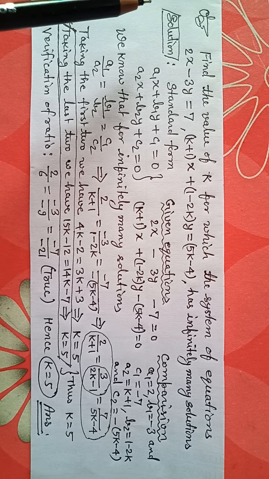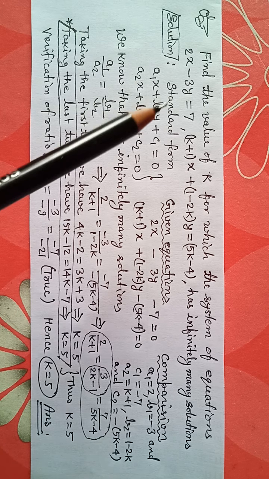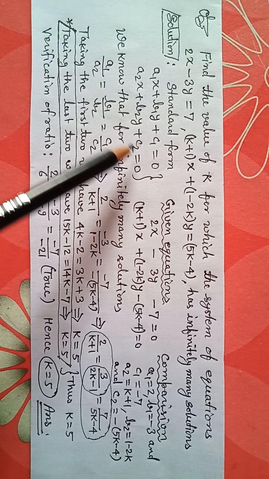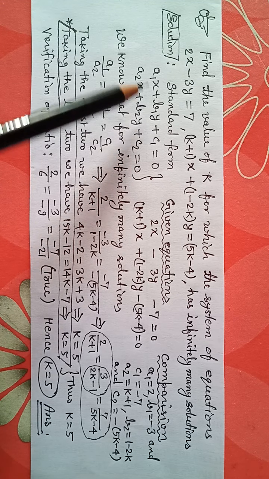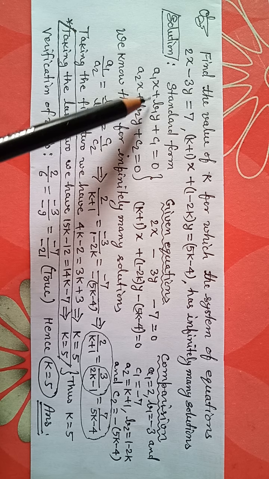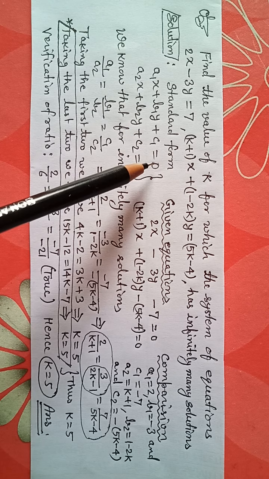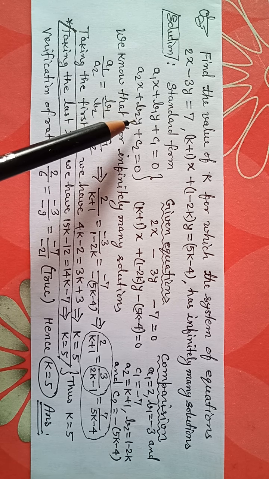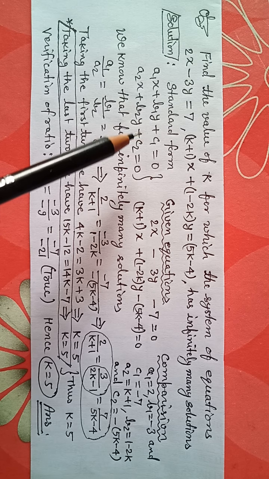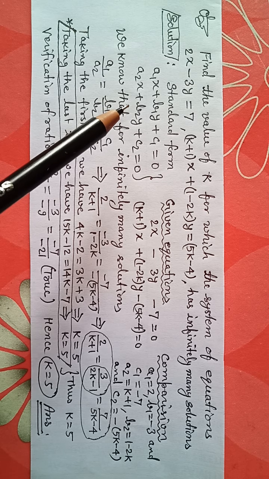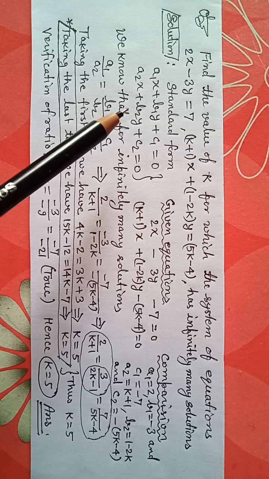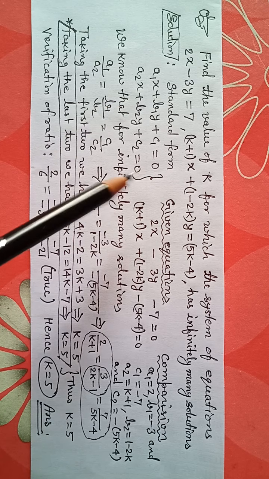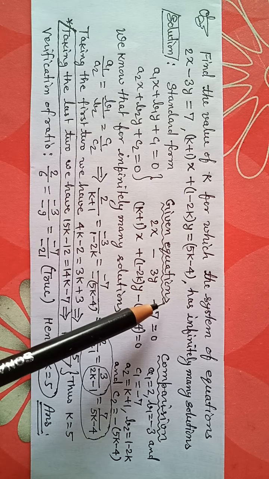Now for the solution, let us consider the standard form of the system of linear equations. Here it is a1x plus b1y plus c1 is equal to 0 and a2x plus b2y plus c2 is equal to 0. Now write the equations given in the question in standard form.